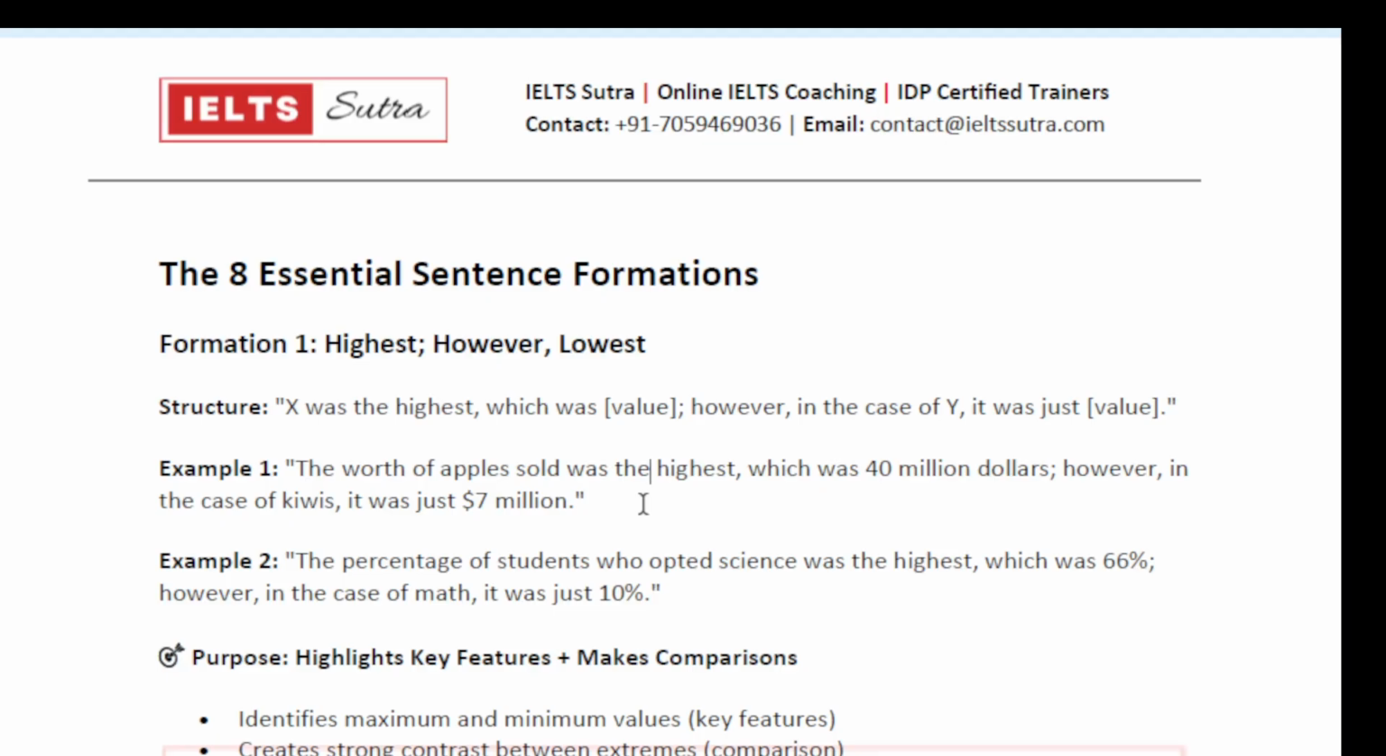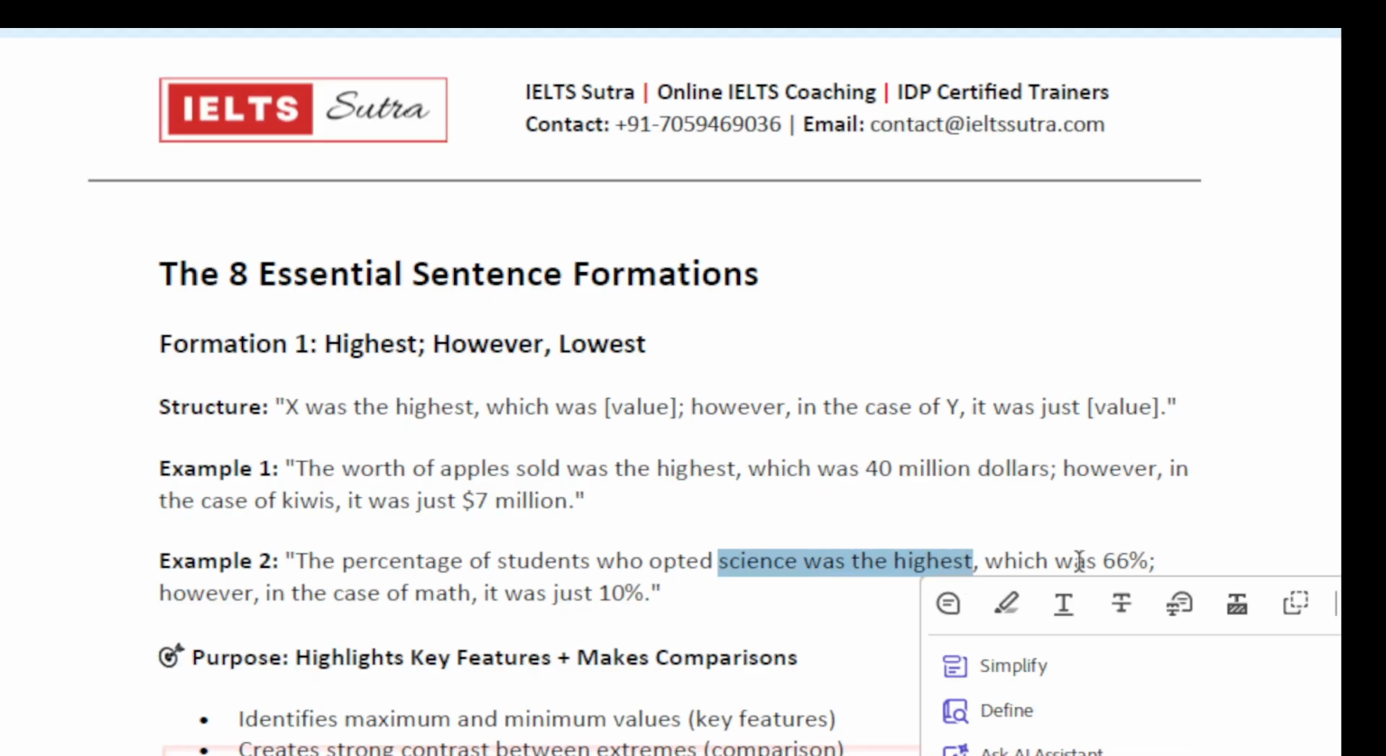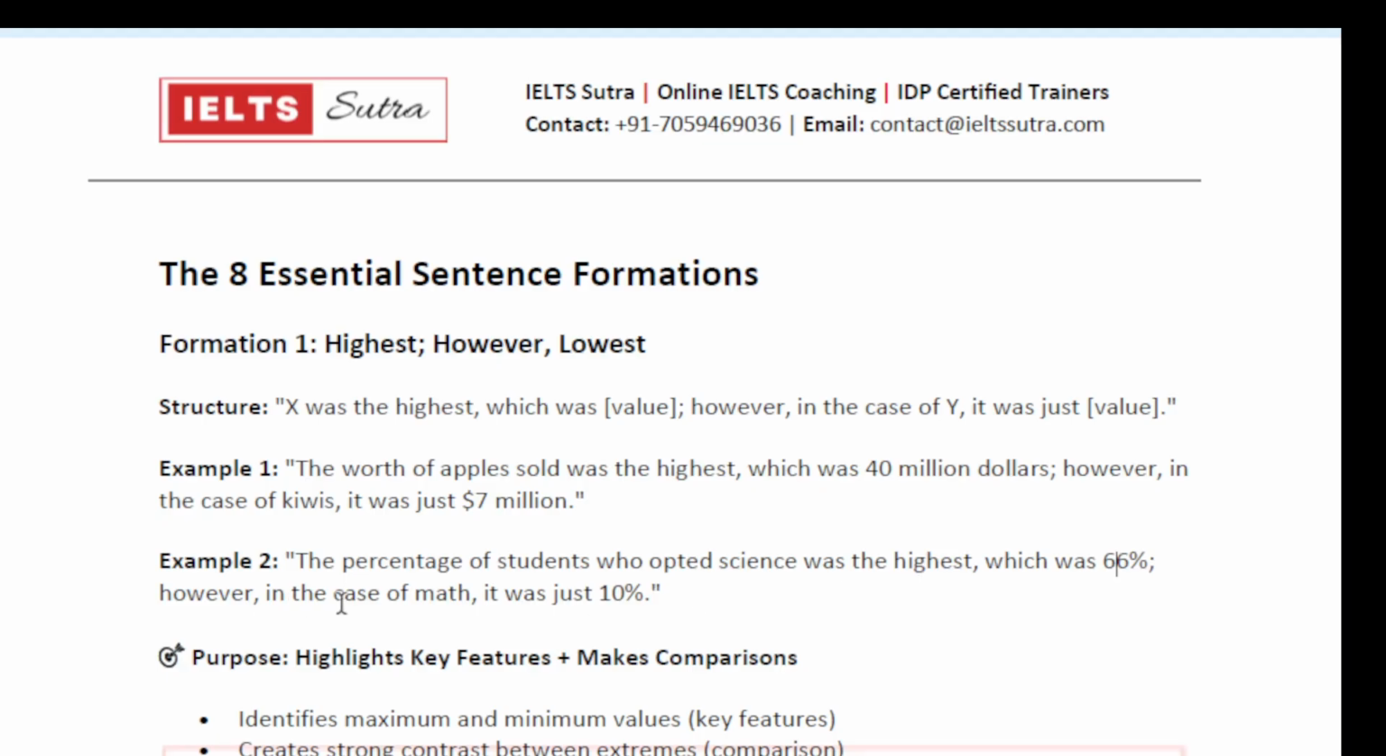So example number 2 would be, for example, instead of apples, let's say that if the data is about students, and instead of dollars, if the data is in the form of percentage, then we can use the highest lowest formation in this way: the percentage of students who opted for science was the highest, which was 66%. However, in the case of maths, it was just 10%.